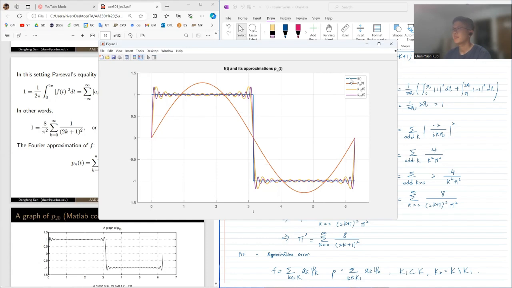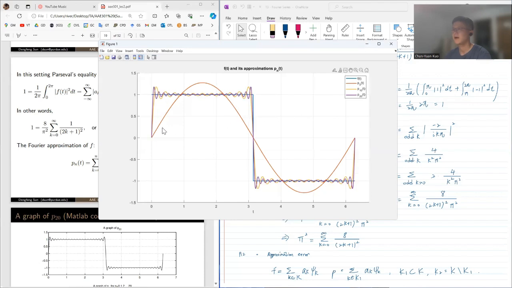So here in this graph, there are 4 different lines. The blue line is the function f of t, which is the square wave function. The red line is the approximation function P0. The yellow line is the approximation function P10. And the purple line is the approximation function P20.